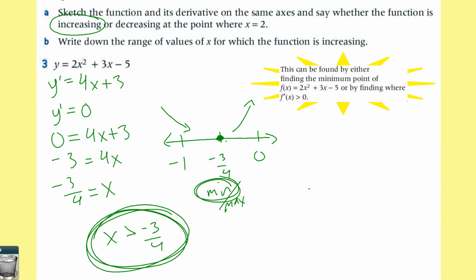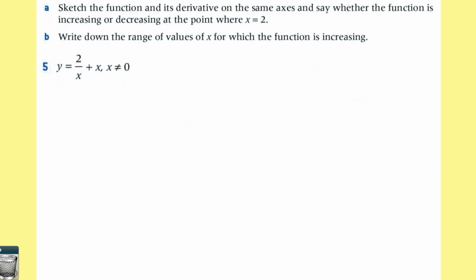Okay, let's do another one. Here we want to find if it's increasing or decreasing at the same value, and we're doing this function. So I want to find the derivative as well. Another way of writing this function is 2x to the negative 1 plus x. So the derivative is negative 2x to the negative 2 plus 1.